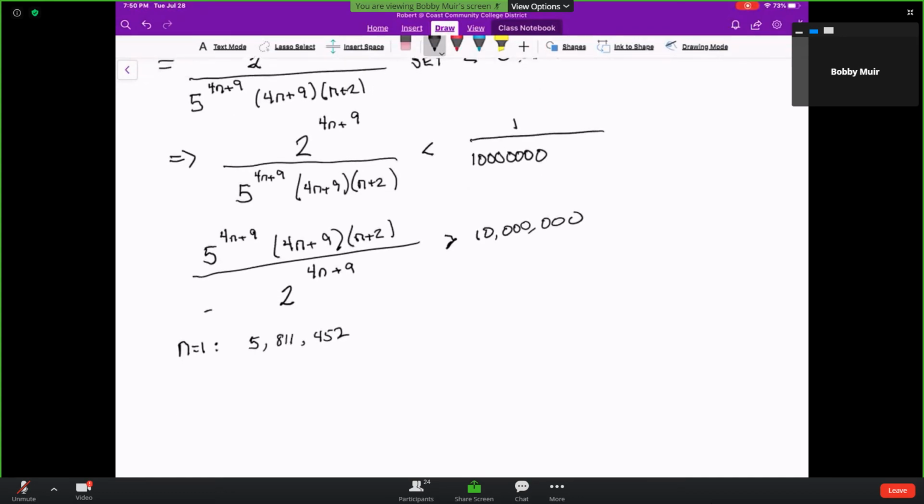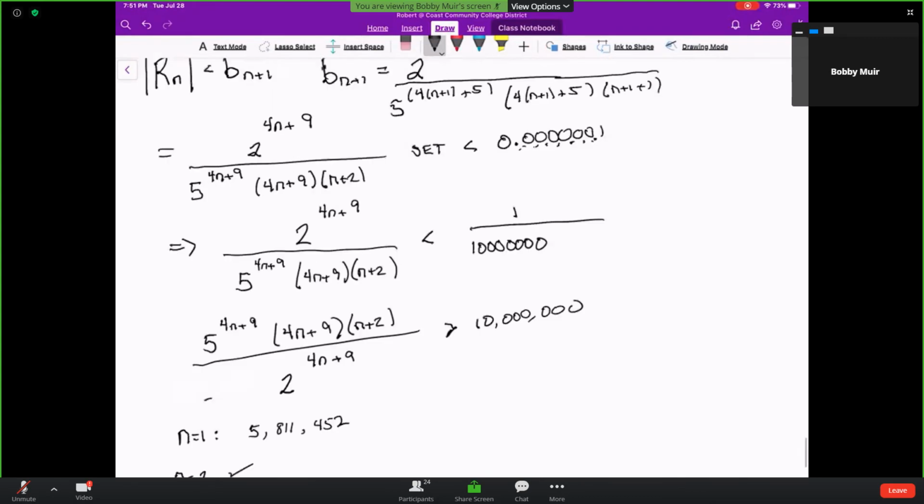So now I'm going to have to use n equals 2. So when n is equal to 2, that's going to be 5 raised to the 17th power, and I'm going to divide by 2 raised to the 17th power. And then this might do it. If I multiply then by 17, I did it. Okay, so n equals 2 works.